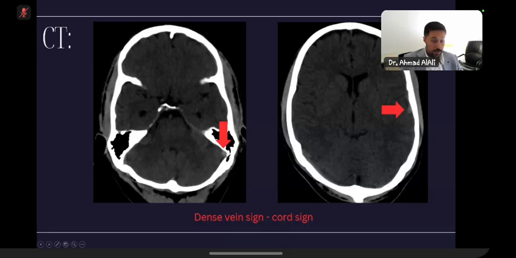You could spot the left transverse sinus that is hyperdense relative to the rest of the sinuses. Moreover, there is a cortical superficial vein that is also hyperdense, as seen on the right side image. This is called the dense vein sign or the cord sign, depending on how you view it or how you name it.